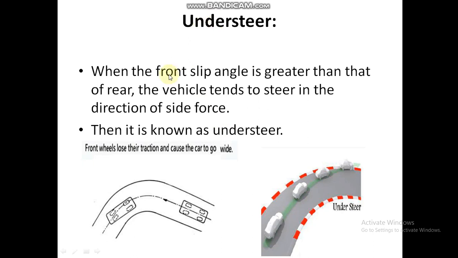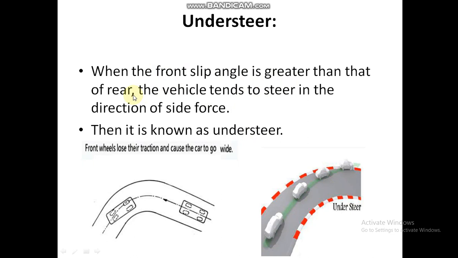Now what is understeer? Now see this diagram. You are going on a road and you want to take a right turn, but due to some reason your car is not going towards the right side, it is going to strike the wall on the left side. This phenomenon is called understeer, that your car is unable to steer towards the right side. This happens when the front slip angle is greater than the rear.